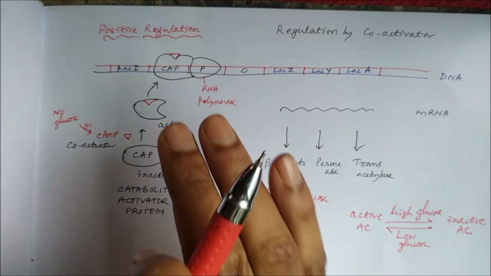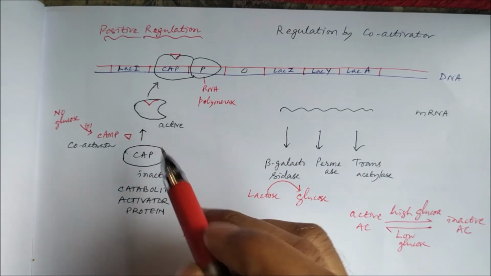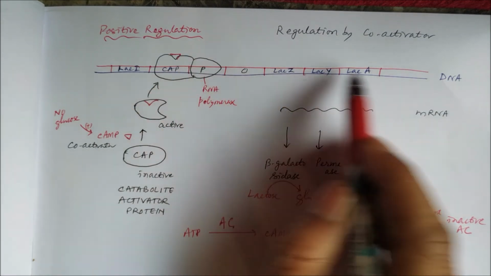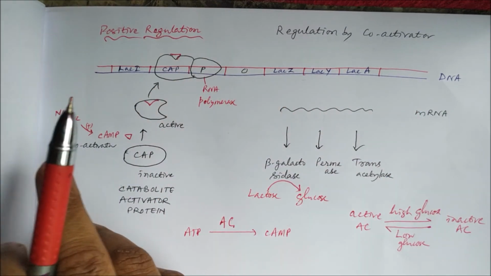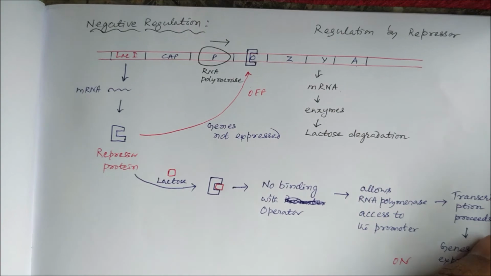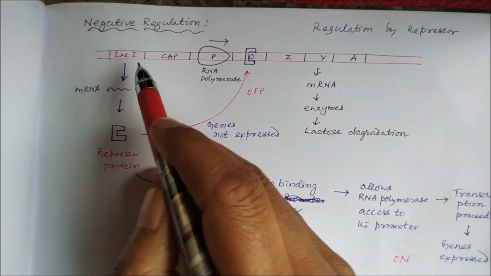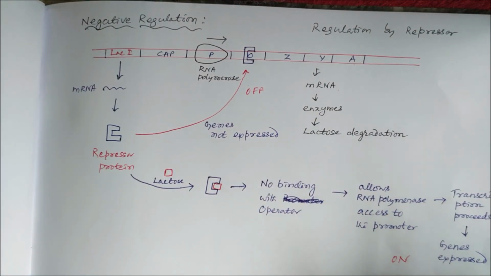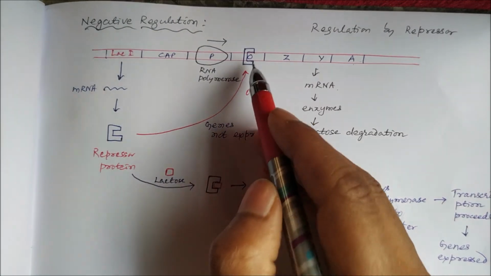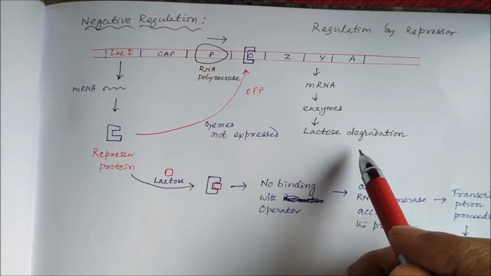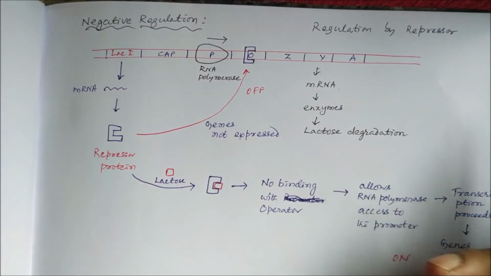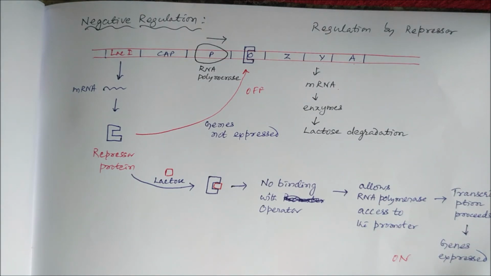So this is called your positive regulation, because cyclic AMP causes your gene transcription, and this is called negative regulation because this repressor protein inhibits the gene transcription. So in this way, this Lac Operon operates.